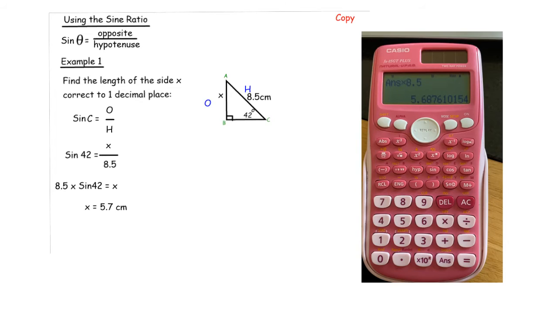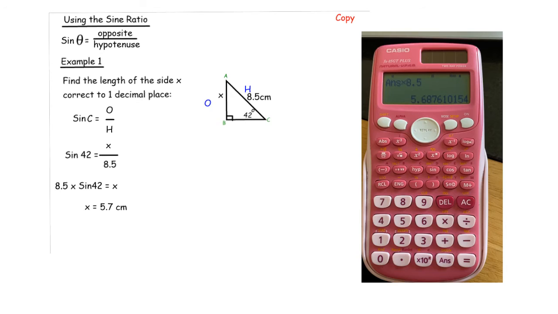So when you type that in, you see you get 5.6876 and so on. So we're rounding to one decimal place, so I've gone with 5.7, and it's centimetres because up here on the triangle the 8.5 is in centimetres. You should check that makes sense, because the hypotenuse should always be the longest side, so as long as it's less than 8.5, 5.7 makes sense that side there would be 5.7.